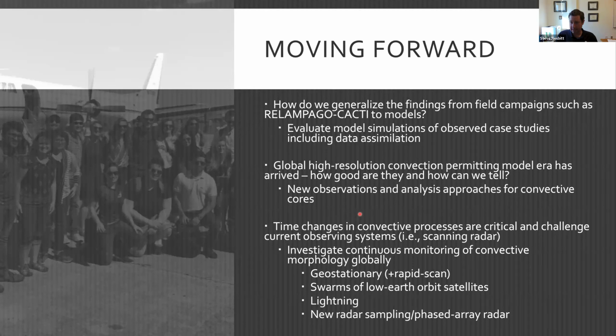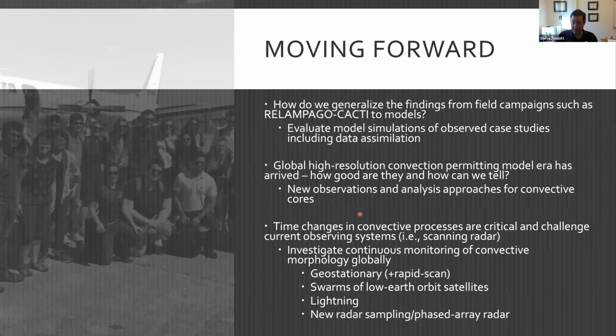But we want to, of course, continue to use observations to help constrain models. And we need to take the step of taking climate models and rerunning them during the Relampago period to see how they compare with the observations. Also for global high-resolution convective permitting models, how do they do compared to the observations? And then, of course, the process level study, we're still diving into a lot of the detailed radar data that we collected.